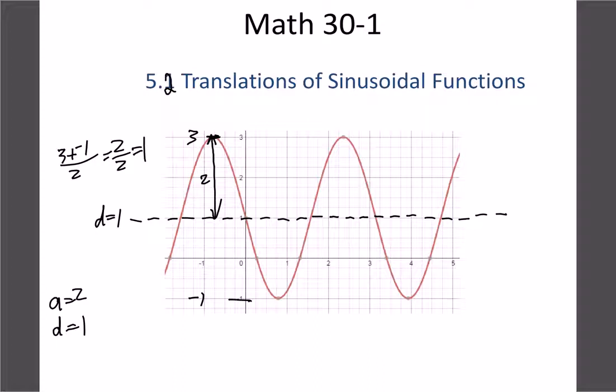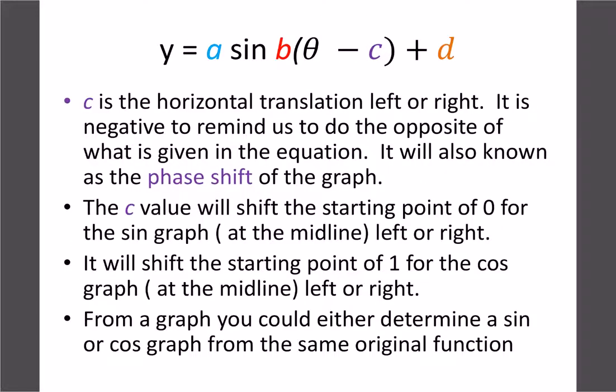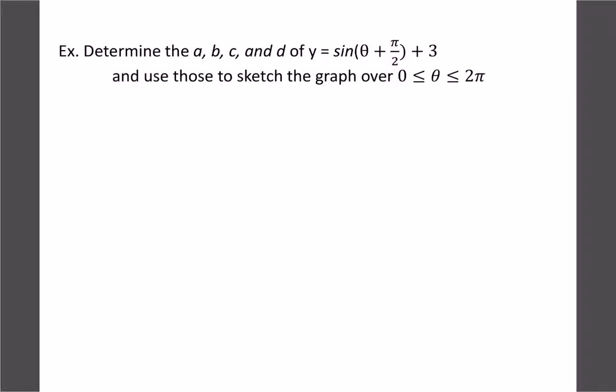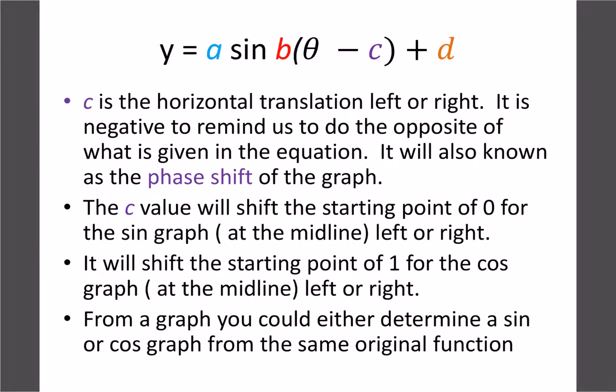So the next part of the graph is figuring out the translation left or right. This one's a little bit harder, and the key thing with this one is that the C value is going to give us our left or right, but in terms of a sine graph, because they repeat, sometimes we can actually get more than one right answer. So in terms of sine graphs, we call that a phase shift. So instead of a horizontal translation, it's also known as a phase shift.